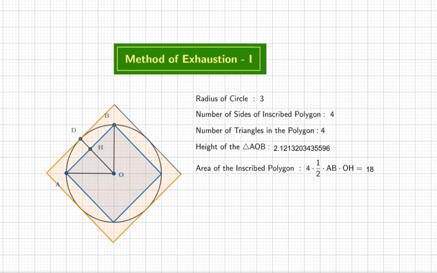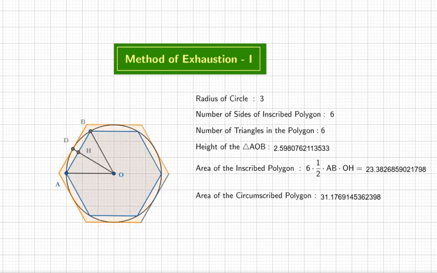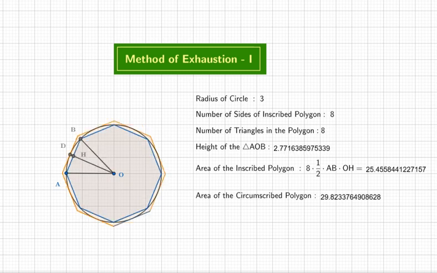So the area of the circumscribed polygon is 36. So inscribed polygon 18, circumscribed polygon 36. There is a big gap between these two. 18 to 36. So that means the area of the circle is somewhere in between these two figures. But as he keeps increasing the number of sides, see what happens. 18 goes to 23 and 36 comes down to 31.